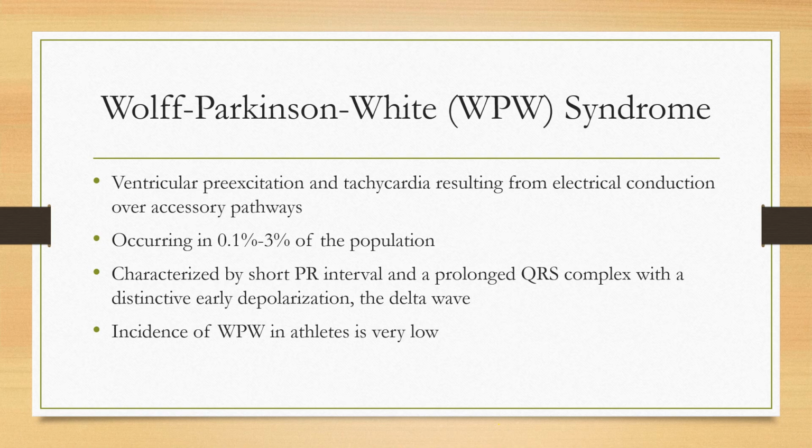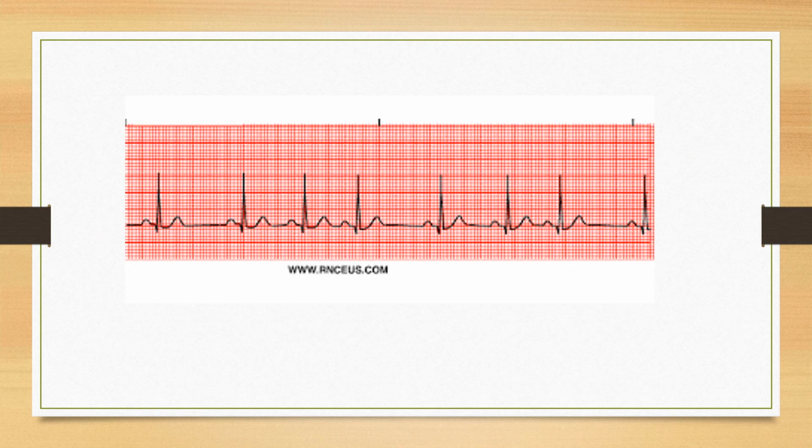And even the incidence of Wolff-Parkinson-White in athletes is pretty low. This could be an example of that, because they say that it's defined as that delta wave right before your QRS, but this could also look like a junctional or all sorts of other things. So, and obviously I'm not going to get into that.